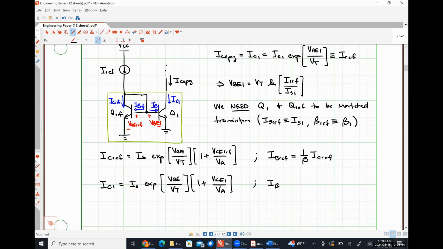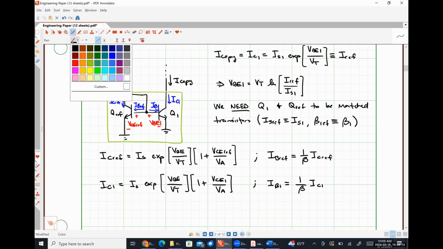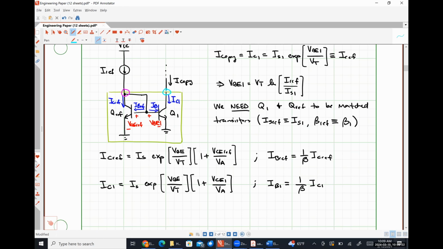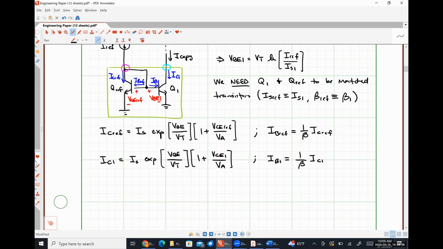And the base current for transistor Q1 is just 1 over beta times IC1. So now I'm going to apply Kirchhoff's current law at this node and put those results together and see how close my copy current is to my reference current. Okay. So applying KCL at the node that I've circled in pink, we would have I reference is equal to IC ref plus IB ref plus IB1. Everybody okay with that?